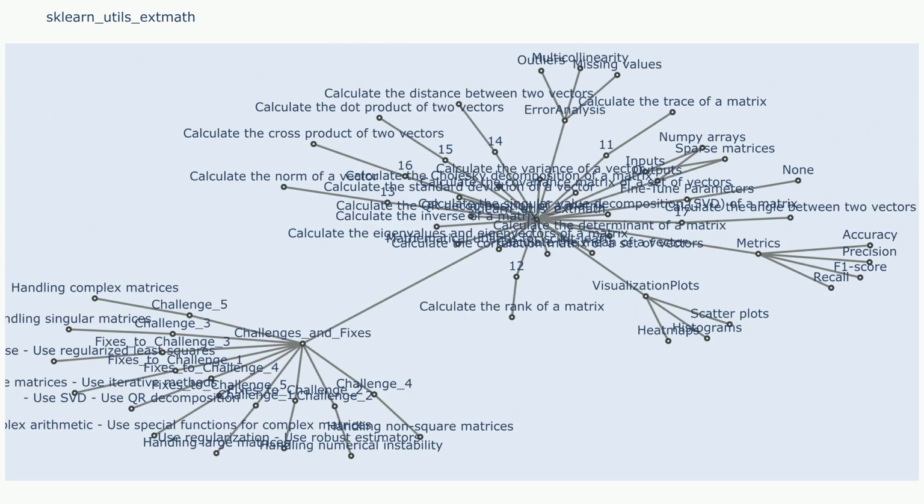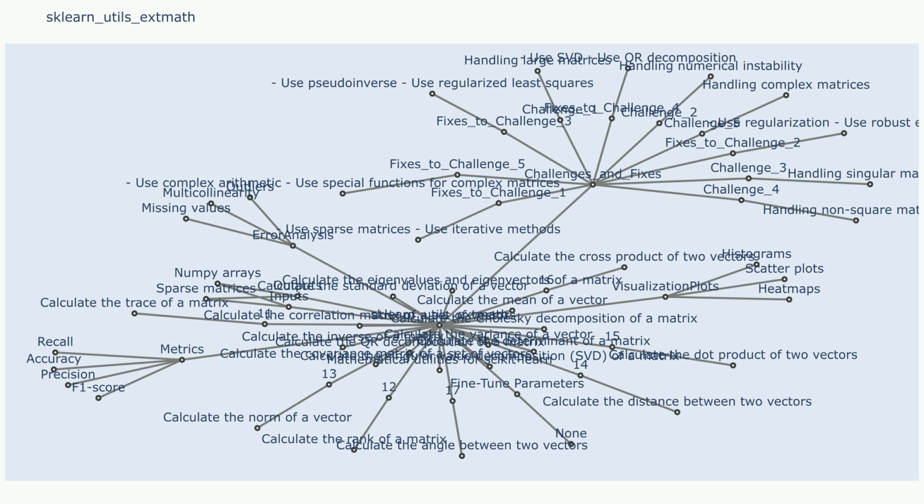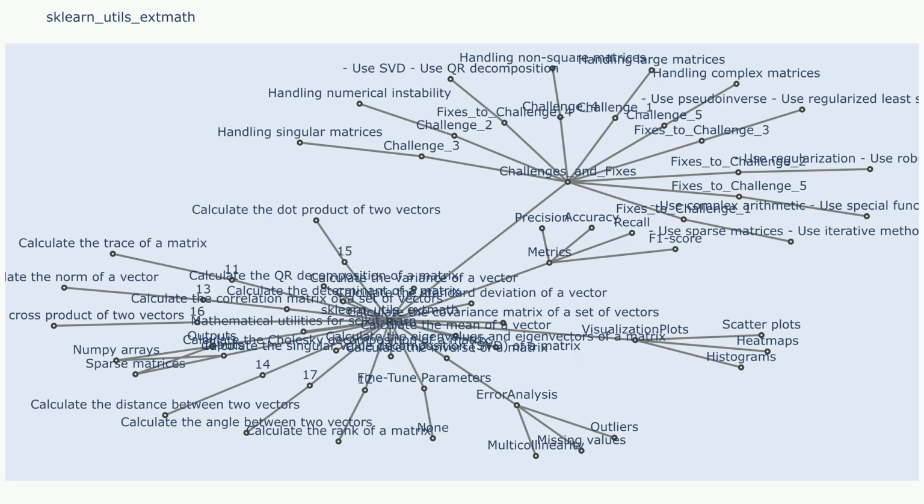Fine-tune parameters. Regularization strength. This parameter can be adjusted to control the amount of regularization applied, affecting stability and generalization. Thresholds. Some functions use thresholds to filter values or determine convergence criteria, which can be fine-tuned to optimize performance. Numerical precision. The precision of calculations can be adjusted for specific applications, trading off speed for accuracy.